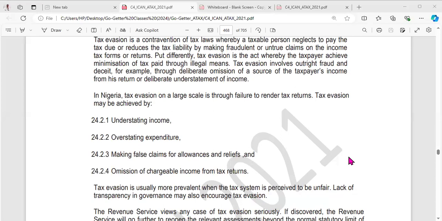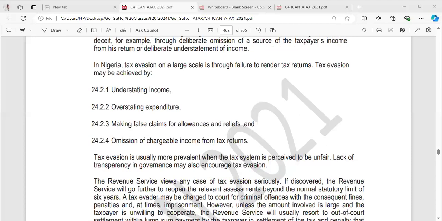So declare fully. When you don't declare fully income from all sources that are chargeable, you are evading tax. Now, tax evasion is more prevalent when the tax system is perceived to be unfair. Now, you'll be in Nigeria and you'll be saying, what has Nigeria done for me? All they know is to use our taxpayers' money to buy private jets. All you know is that they will use our tax money to enrich themselves. Where are our hospitals? What are they doing? What have they done?